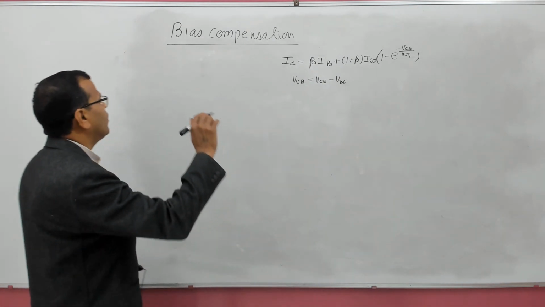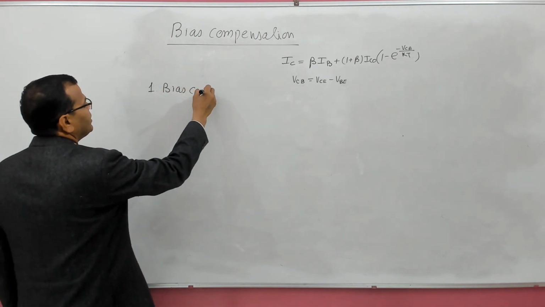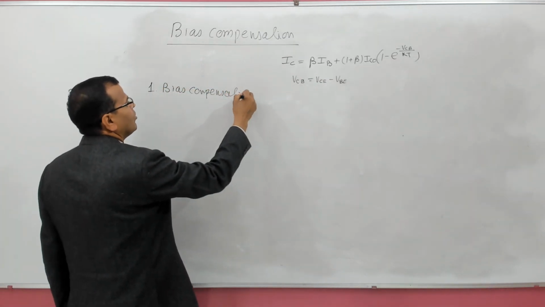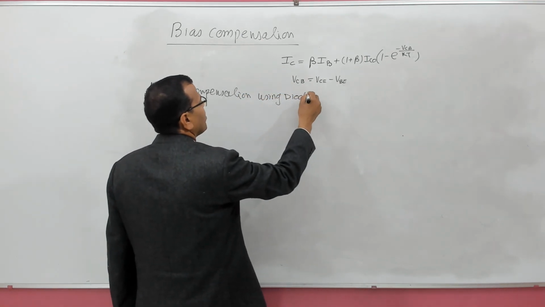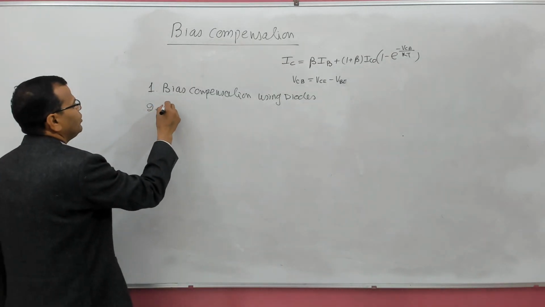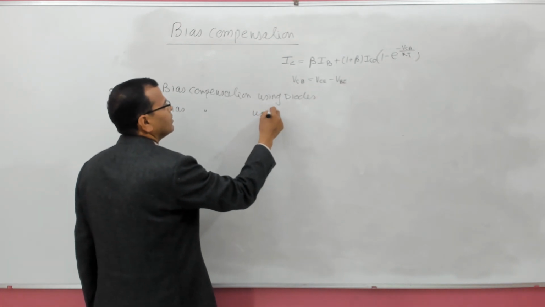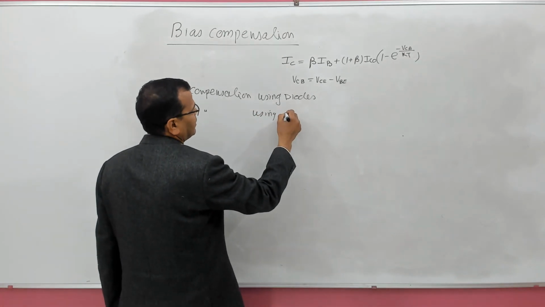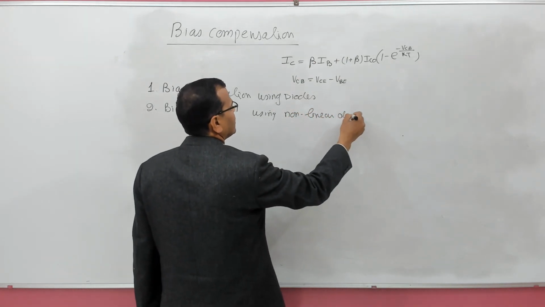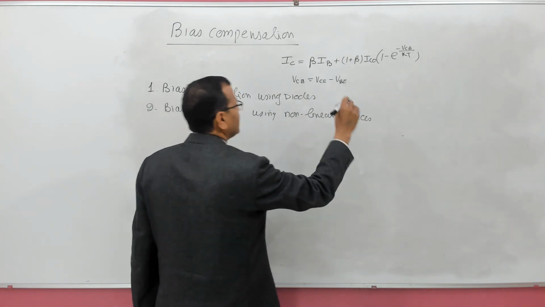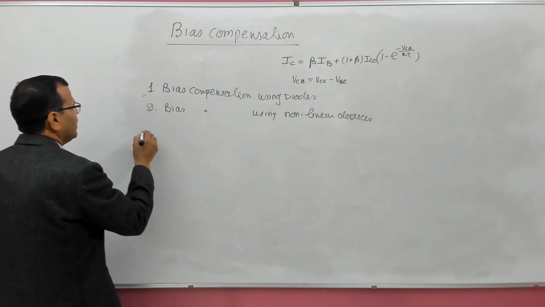So, first I will talk about bias compensation using diodes, and second, bias compensation by using non-linear devices, that is thermistor and sensistor. So, let us see the first one.